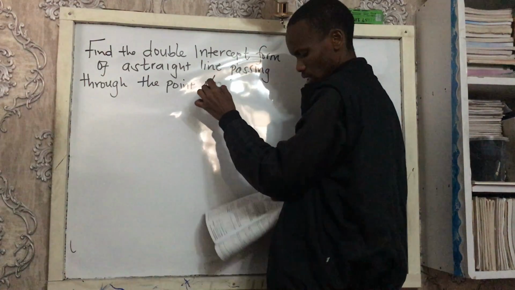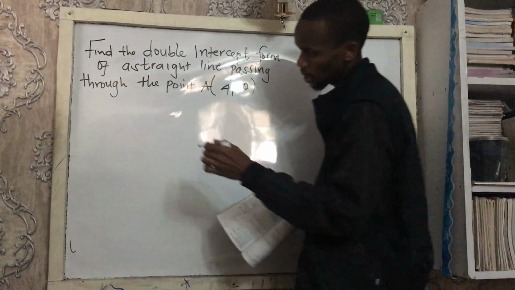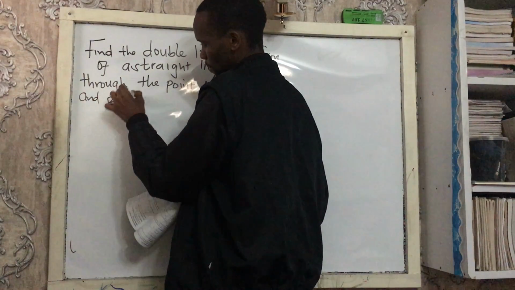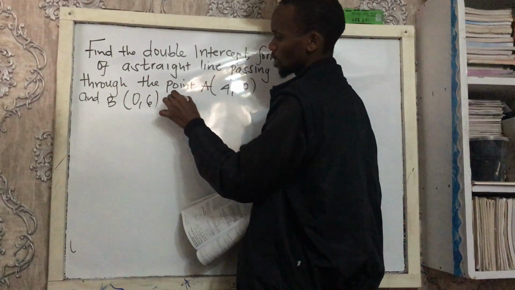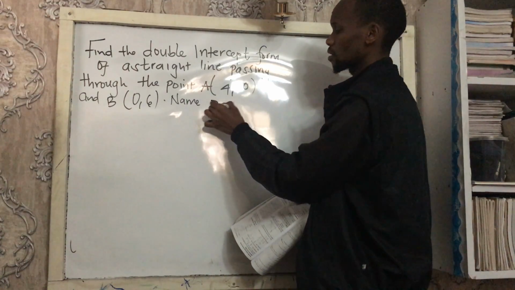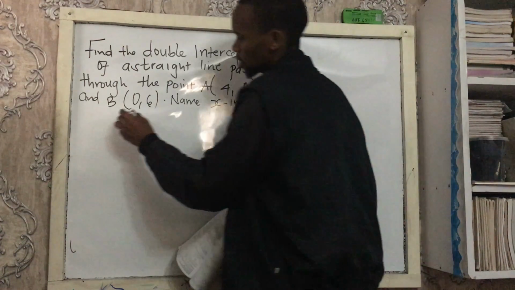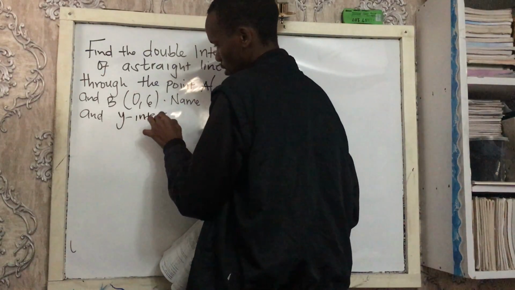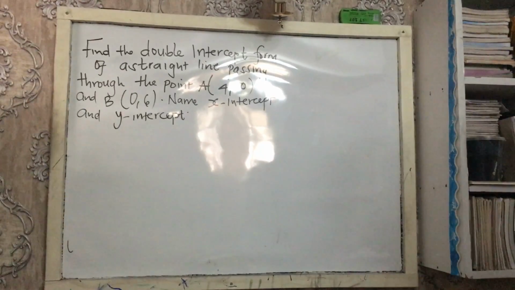A, which is 4, 0, and B, which is 0, 6, and then you are being told to name the x-intercept and the y-intercept, all of them.